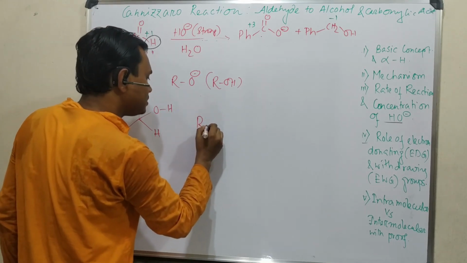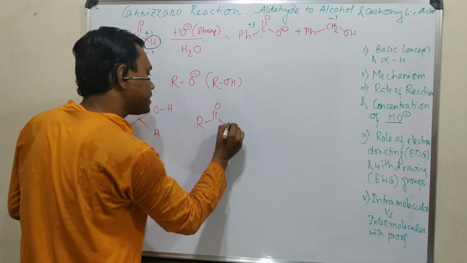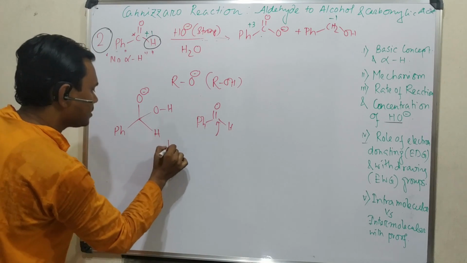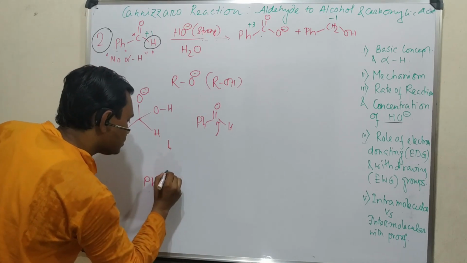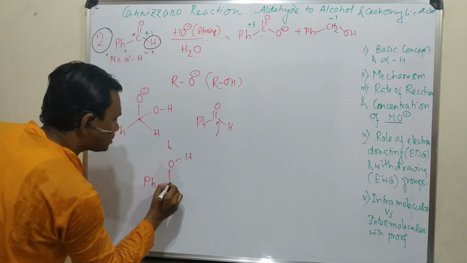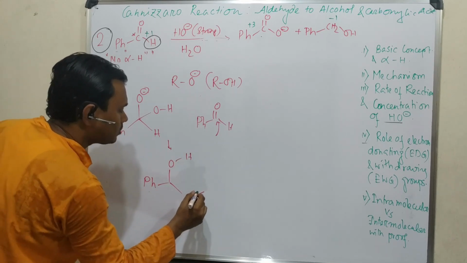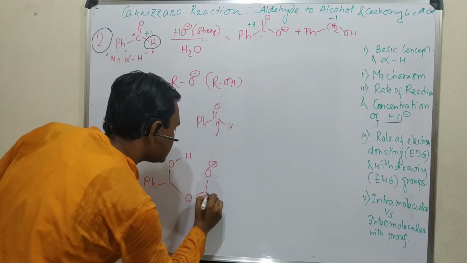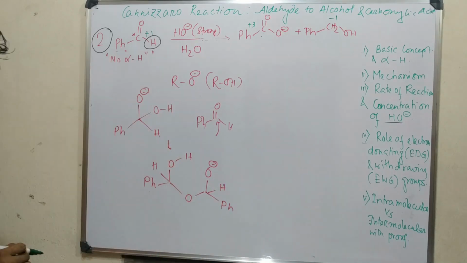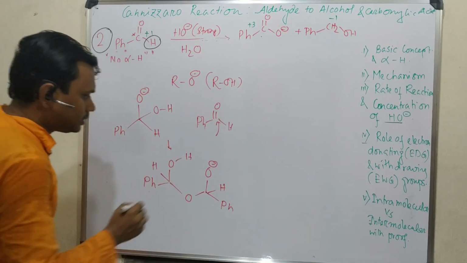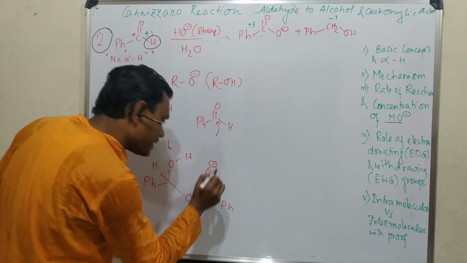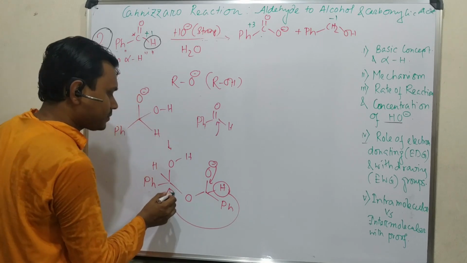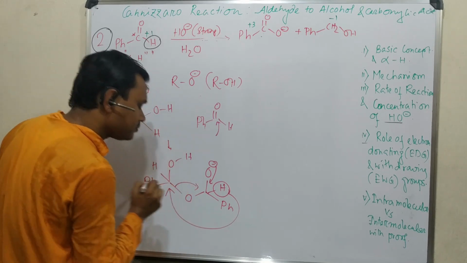These will attack this H. For example, this is Ph. If it attacks here, what will be the product? The product will be Ph, this is OH, this is O, and after attack it will be O minus, Ph and H. Now what can happen? This can push back its electron, and consequently this hydride will go and attack here, and it will open up.